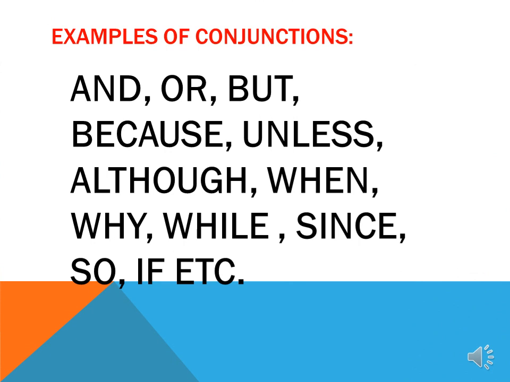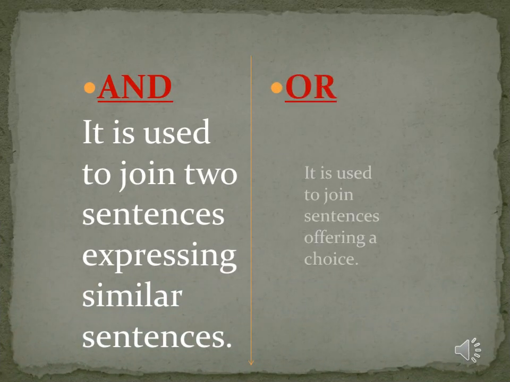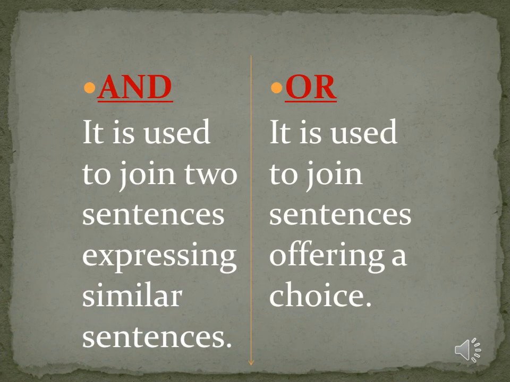There are various conjunctions like and, or, but, because, unless, although, etc. Along with that, sometimes the WH words or the question words like when, why, while, etc. are also used as conjunctions. In your book, 4 conjunctions are discussed in detail. So let us see that.